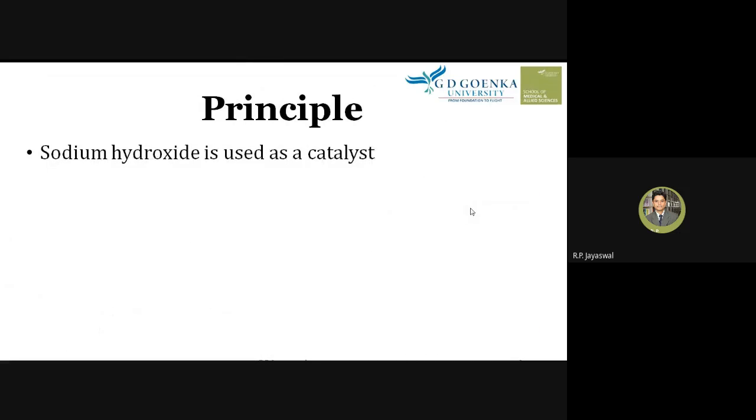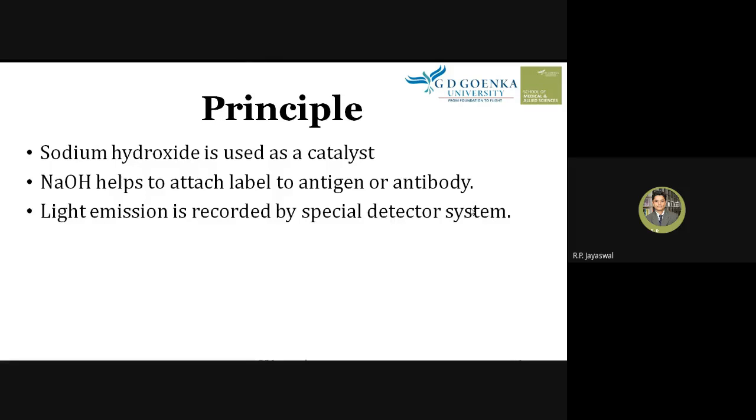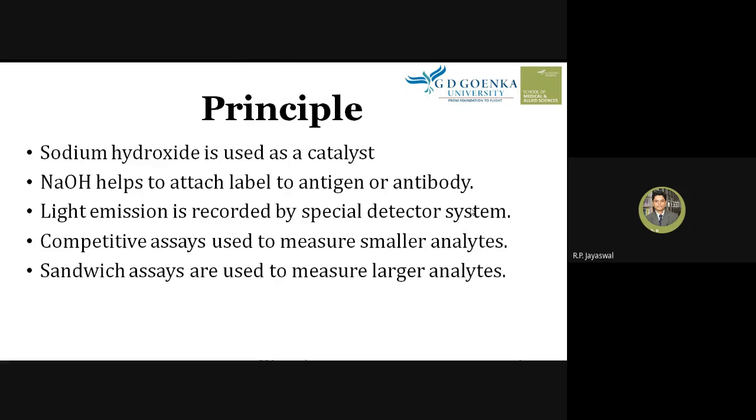Next, in the CMIA, we use sodium hydroxide, which acts as a catalyst, which helps to attach or label antigen or antibody with the molecule that releases energy during the chemical reaction. That energy is in the form of light, and the light emission is recorded by a special detector system. Competitive assays can be used to measure smaller analytes, and sandwich assays are used to measure larger analytes. So this CMIA can be modified into a competitive assay form or a sandwich assay form.